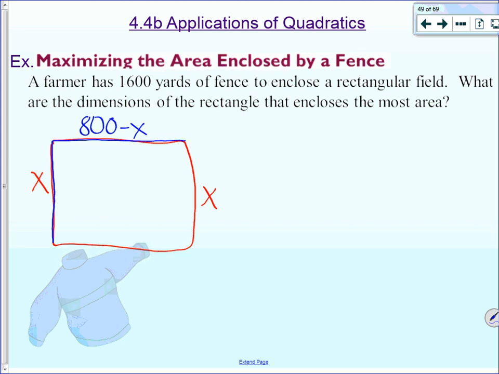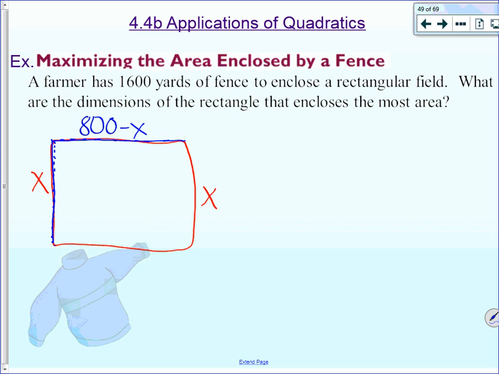So picture like you're an ant, or I don't know why you have to be an ant, you're you, and you're walking around this perimeter. If you've walked this much, you've walked half the distance, or 800 yards. So if this is x, this would be 800 minus x, which is the remaining amount.